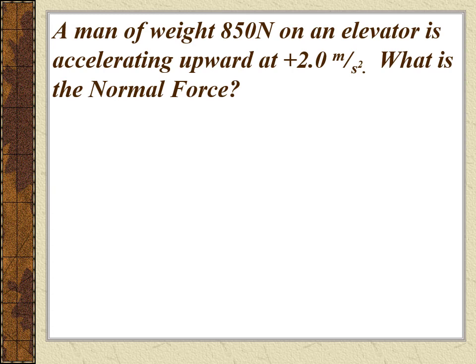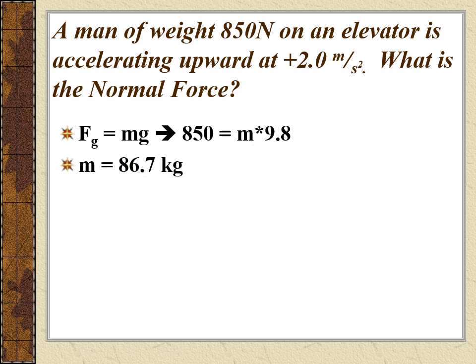On this problem, we have a man who has a weight of 850 newtons and he's on an elevator that's accelerating upward at 2 meters per second squared. So what is the normal force? What is the upward force that's acting on him? Well, we have his weight, which is 850. If you remember from the previous problem, we probably have to figure out his mass. When we're talking about acceleration and Newton's laws, we have to have mass and acceleration, so we need to find his mass first. With his weight being 850, the force of gravity is equal to mass times gravity. That's 850 equals mass times 9.8. Divide both sides by 9.8 and that gives a mass of about 86.7 kilograms.